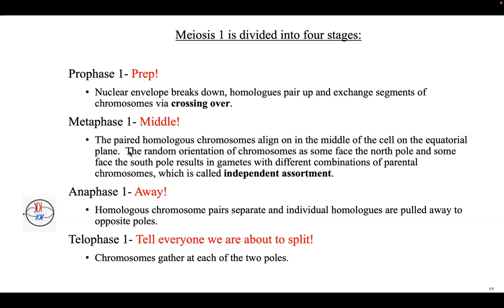In anaphase 1, we are thinking away. We are going away from the middle. We are pulling these chromosomes away to the opposite poles. In telophase 1, we're thinking, tell everyone we're about to split, because the chromosomes are all gathering at the opposite poles of the cell before cytokinesis happens.